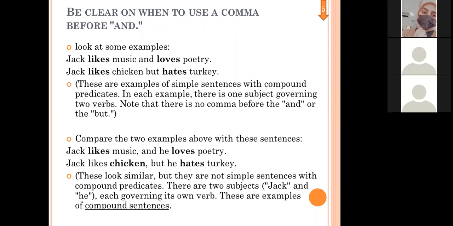Compare the two examples with these sentences. Jack likes music, and he loves poetry. Another example: Jack likes chicken, but he hates turkey. These are similar, but they are not simple sentences with compound predicates.